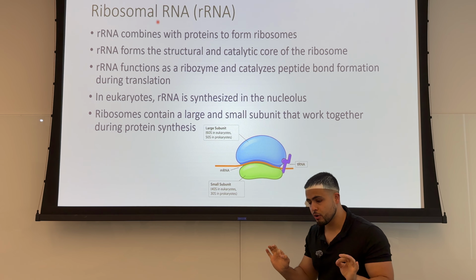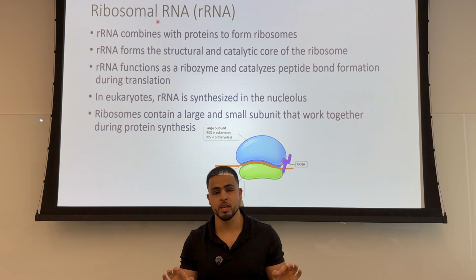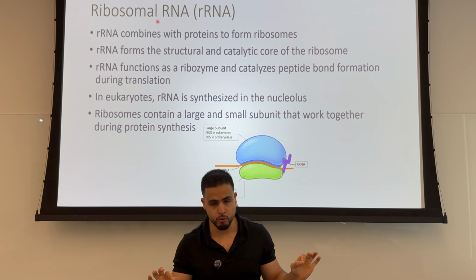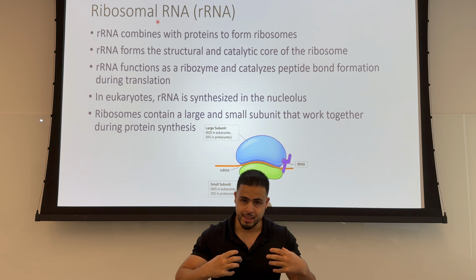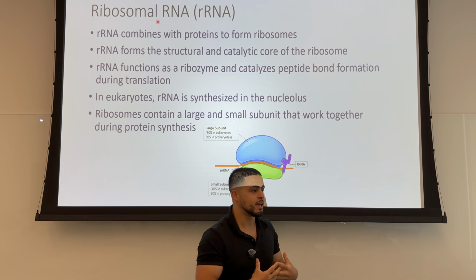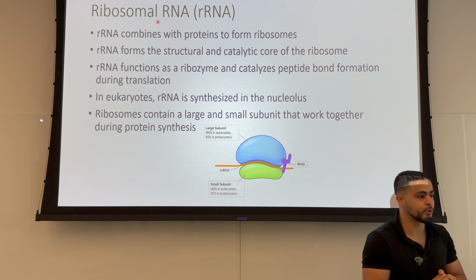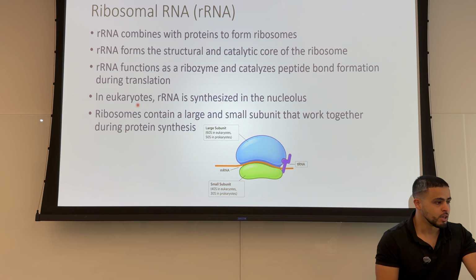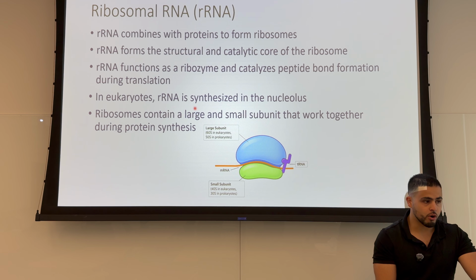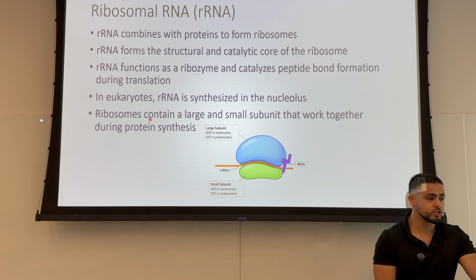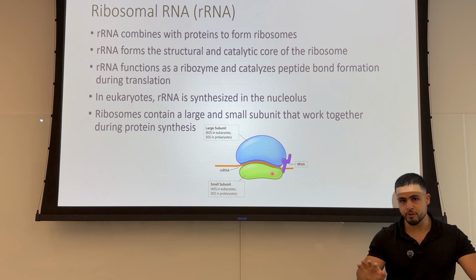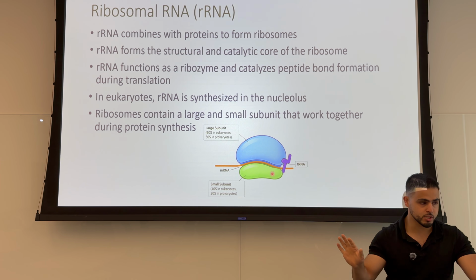Importantly, the rRNA in this case is what's carrying out the catalytic activity. Normally we think of enzymes as proteins. In this case, what's carrying the catalytic activity is the rRNA, and we call it a ribozyme. In eukaryotes, rRNA is synthesized in the nucleolus. And as you can see right here, ribosomes contain a large and a small subunit. More on that when we talk about translation in the subsequent slide deck.